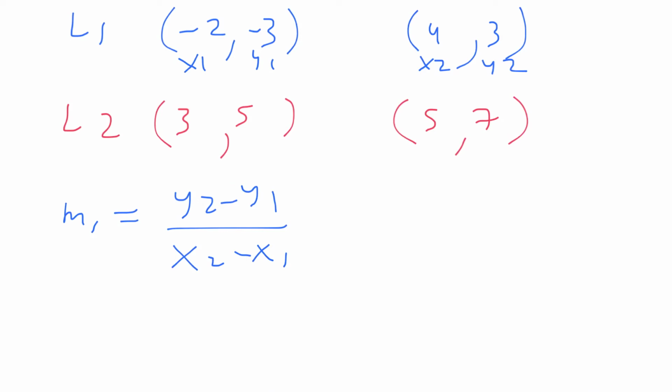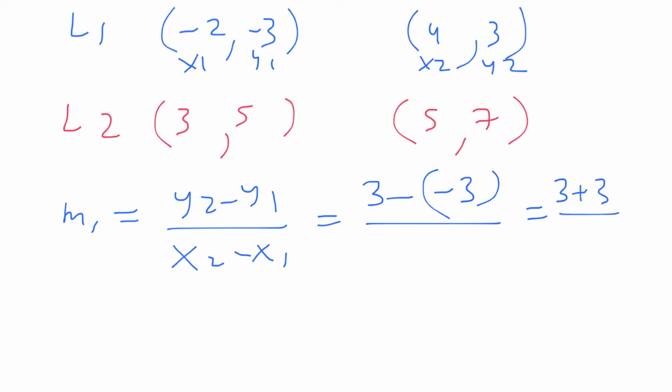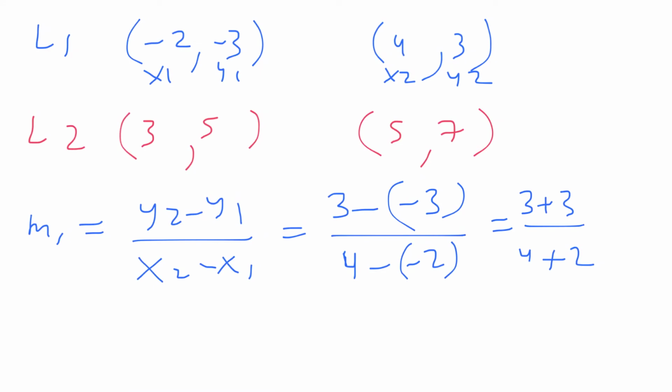Let's now substitute. y2 is 3, and then minus y1, which is minus 3, so minus 3 would be plus 3. So this is going to be 3 plus 3. And x2, which is 4, minus x1, which is minus 2, which is going to be 4 plus 2. So now what is the answer? 6 over 6, which is 1. So that's the first slope.